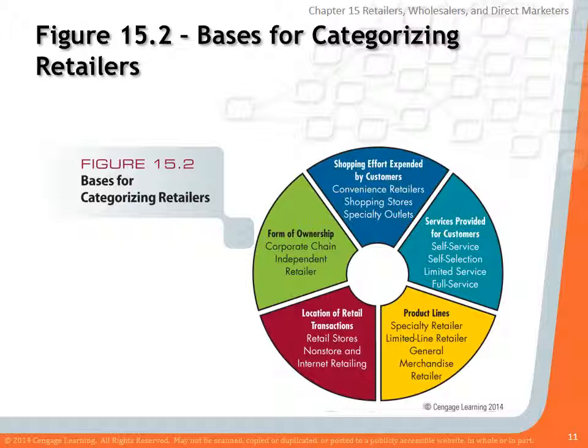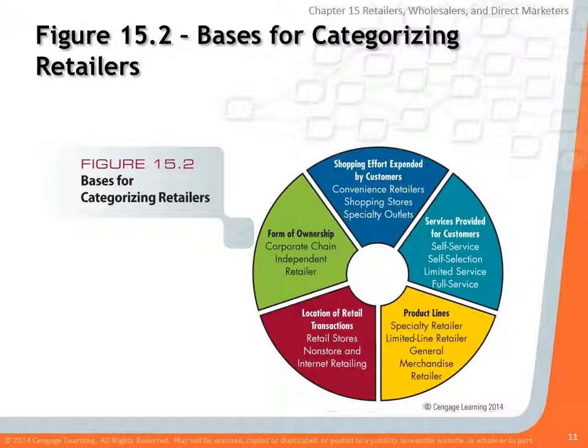And then you have classification by shopping effort, and then we're talking in terms of a convenience retailer, which focuses marketing appeals on having accessible locations, extended store hours, rapid checkout services, adequate parking facilities. Then you have also what are called shopping stores, which offer potential customers a chance to compare pricing and assortment and quality levels. An example of that would be a store like Ethan Allen.